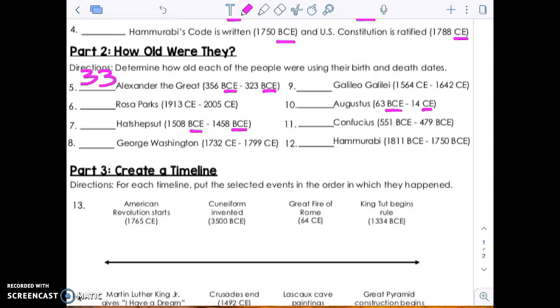And Hammurabi is 1811 BCE to 1750 BCE. So same before Common Era, same time period. So we'll be subtracting those two numbers. The others you can do, make sure you check to see if they are same time period or different time periods. That will tell you if you add or subtract.